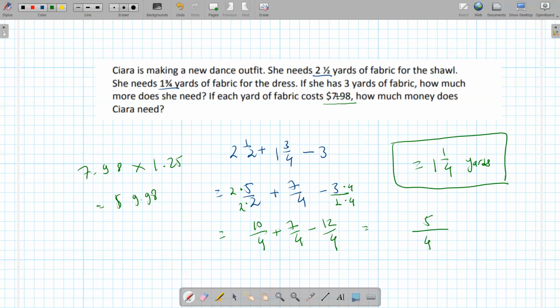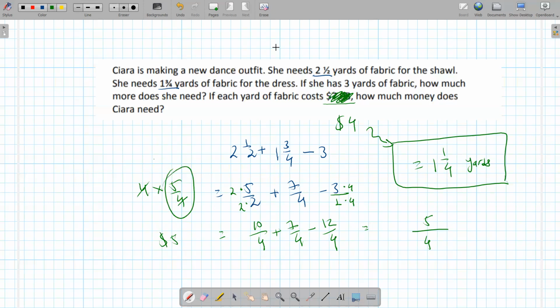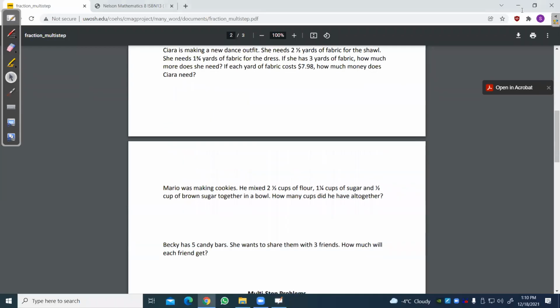What if without a calculator? Let's say each yard of fabric costs $4. How much money would she need to buy this? So 4 times, what's that? That's 5/4, right? 4 times 5/4, and the 4's cancel out. She needs $5, right? 4 times 1 and 1/4 is this. So she needs $5 extra to make the purchase.